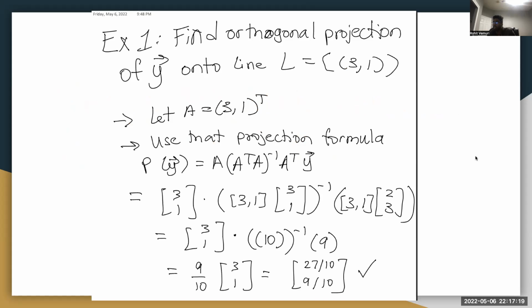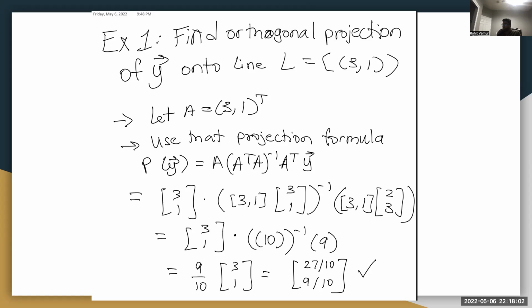The first one is finding an orthogonal projection of y onto the line L, where L is just (3, 1). We let A equal (3, 1) transpose. We want to use the projection formula, which is A times (A transpose A) to the power negative 1 times A transpose times y. So we can do (3, 1) times the matrix (3, 1) times (3, 1) again. You just have to know that they're transposed, and then calculate from there. This nicely adds up to 10, because 3 times 3 plus 1 times 1, and then you multiply by (3, 1) times (2, 3).